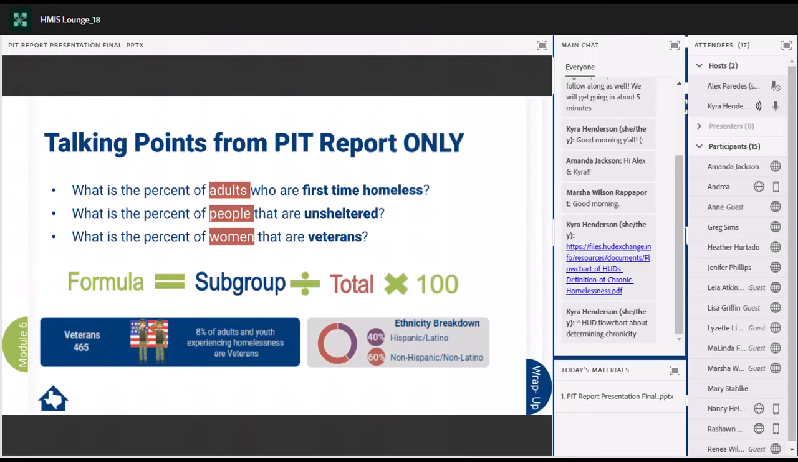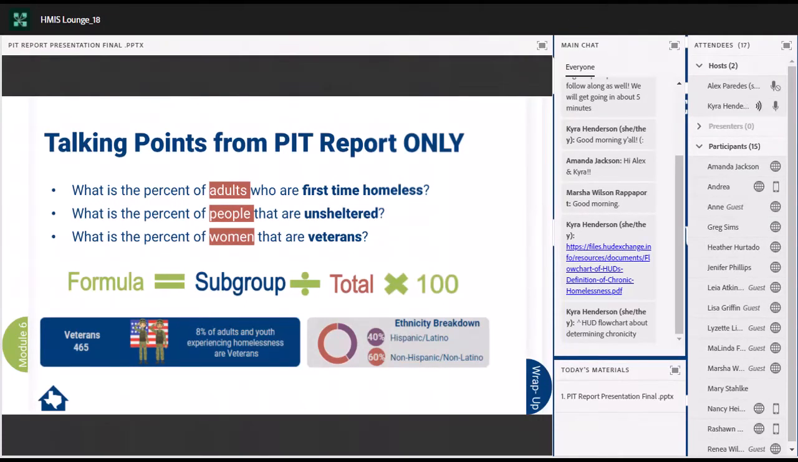Examples of this are listed on this slide, including what percentage of adults are experiencing homelessness for the first time, or even going a step deeper to find out what the percentage is of a population in relation to another subpopulation. The example being the percent of women that are also veterans experiencing homelessness.